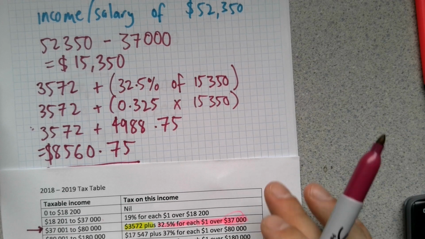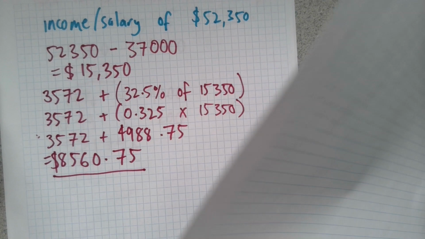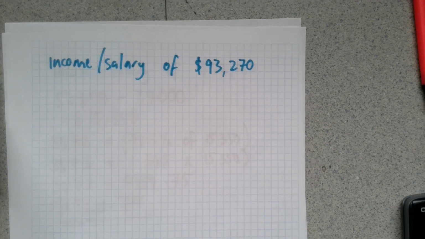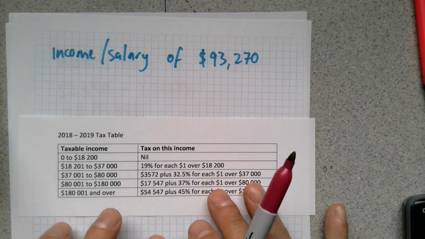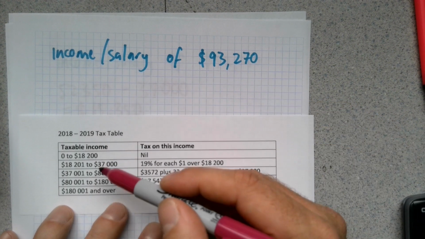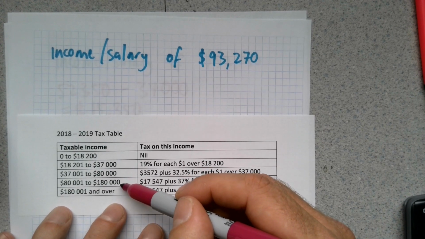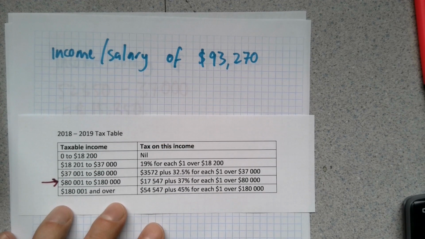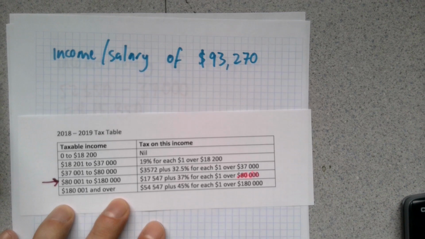Okay, all right. Let's do another example. Again, we're going to move on to a higher salary. This time the salary of $93,270. First task is to work out which bracket it falls into. 93,270. Okay, it's above 37,000. It's above 80,000. That's below 180,000, so we notice that it's in this bracket. And again, the threshold here is 80,000.